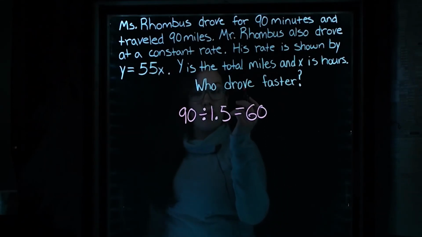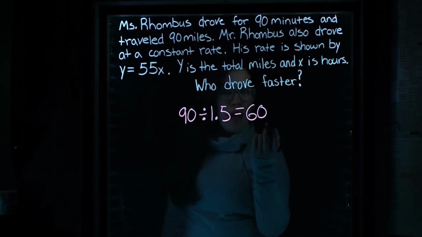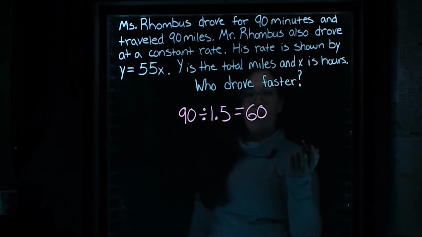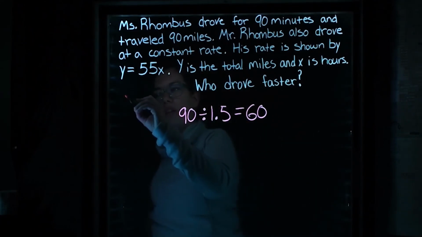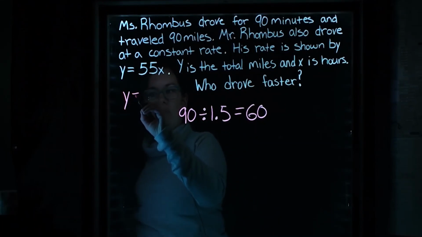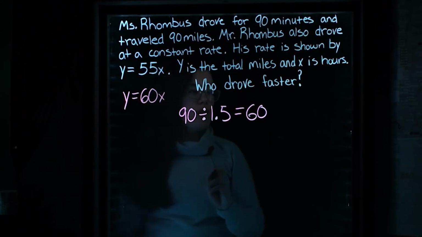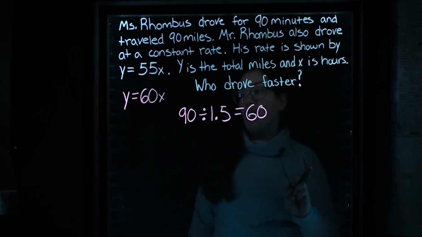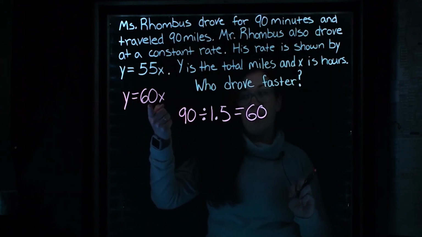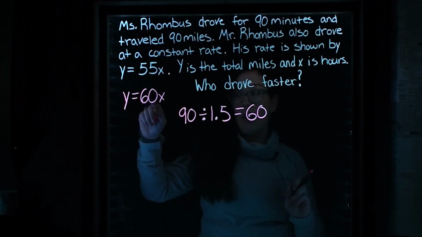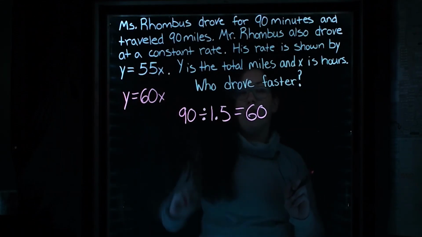Miss Rhombus drove 60 miles per hour. So I'm going to go ahead and write her equation as well. Y equals 60x. Now, who drove faster? I know Miss Rhombus drove faster because her unit rate, her slope, is a bigger number than Mr. Rhombus.